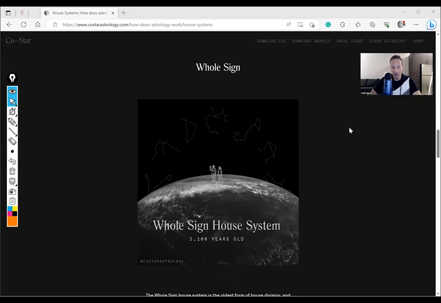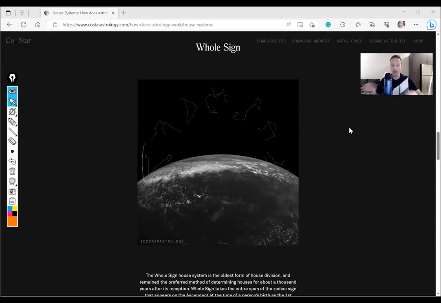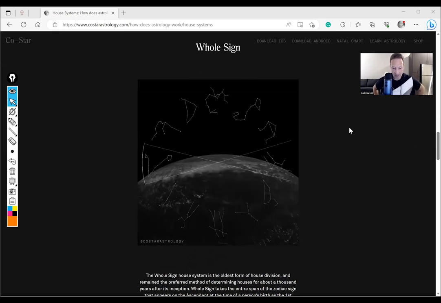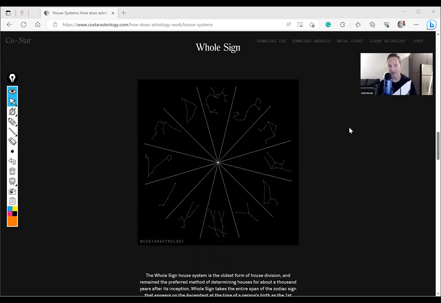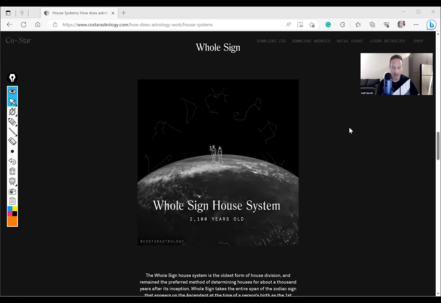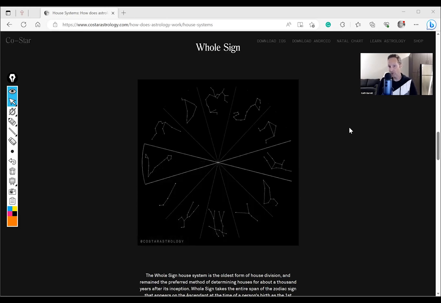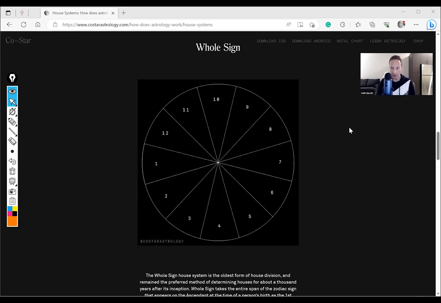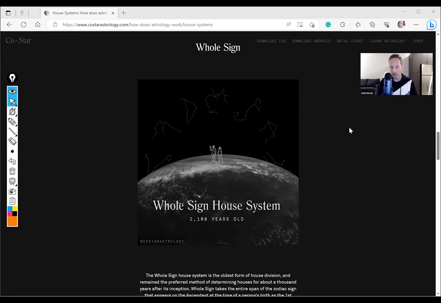The next one is whole signs. This one was introduced to me in my first foray into astrology, when I learned Hellenistic astrology from Chris Brennan, and this was the house system that was used. Whole sign is the oldest known house system. As it says here, it's about 2,100 years old.